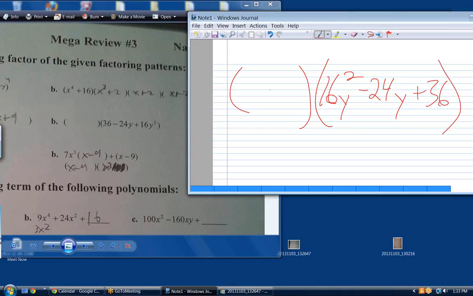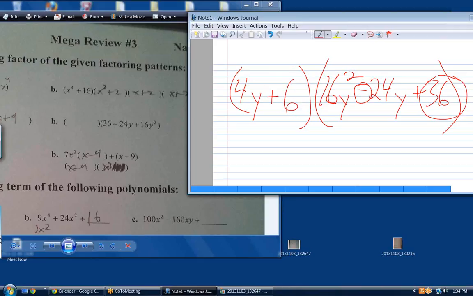So, what is the first factor going to be? 4y. What's the sign going to be? Negative. It's always the opposite of the sign in the middle term, and this sign's negative. And what's the last number? Square root of this number right here. 6. Okay, now let's put it all back together and see what we started with.